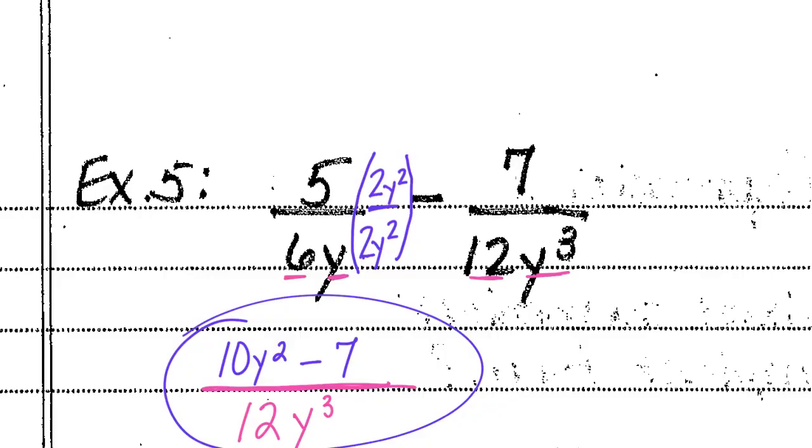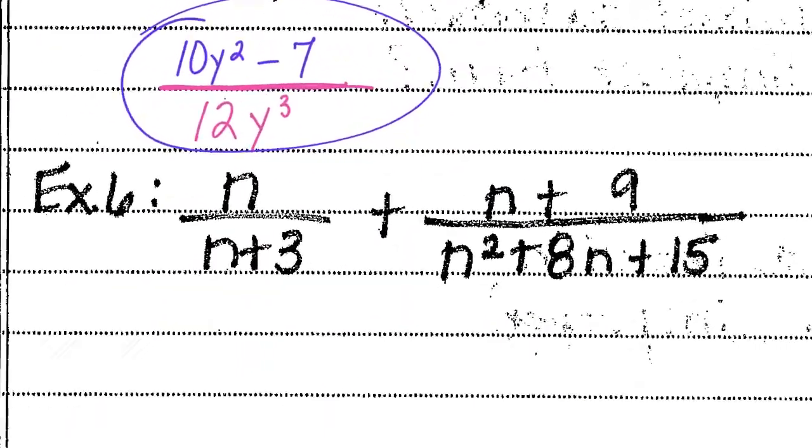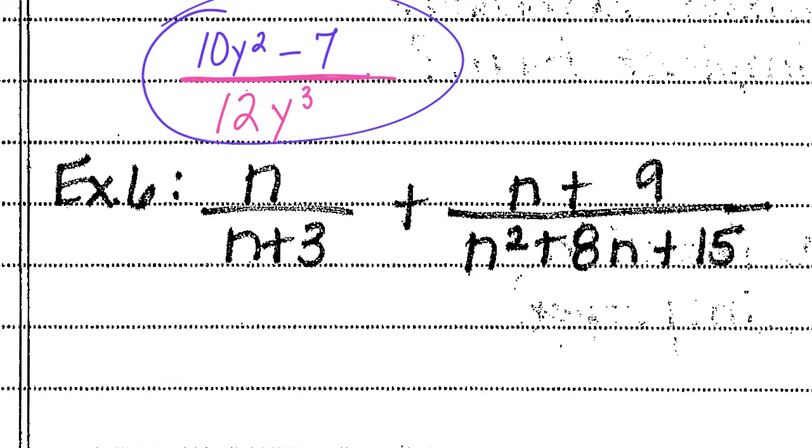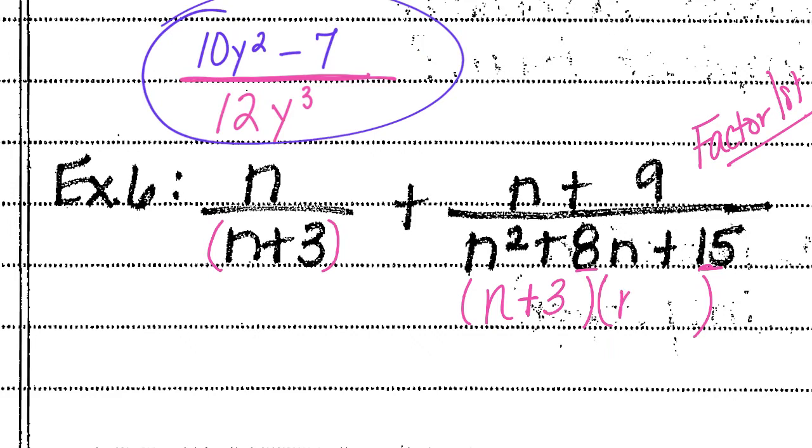Great job. All right, we're going to do one more. And what do you think I'm going to tell you? We have to do what first? Good. We always, always, always want to factor first. So I have this little binomial of n minus 3. And I know that n squared plus 8n plus 15 can factor to be pretty nice. What are the factors of 15 that add up to be 8? That would be n plus 3 and n plus 5.